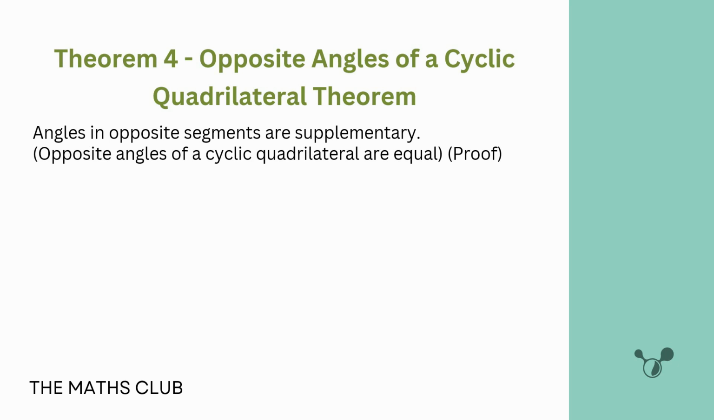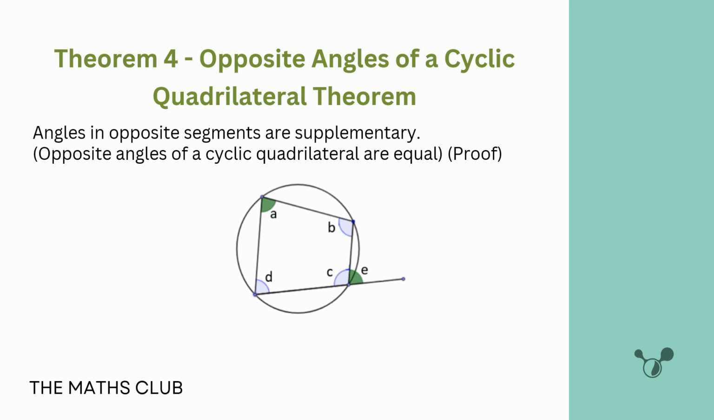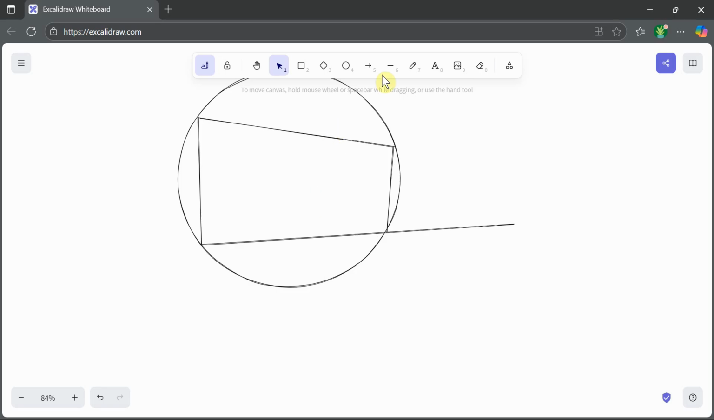So let's prove it. But before we prove it, let's see the diagram of what we mean. In this case, A and C are opposite angles. When you sum them up, it will give you 180 degrees, and when you sum up B and D, it will also give you 180 degrees. But let's prove it. Don't take my word for it. Let's assume that this is a quadrilateral.